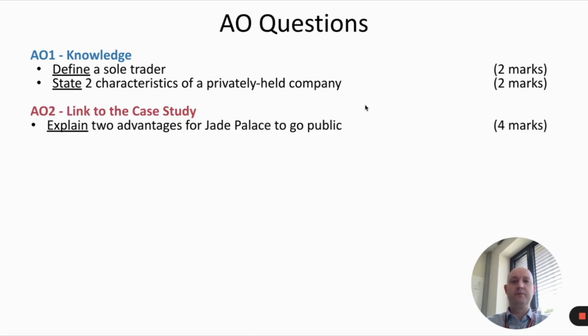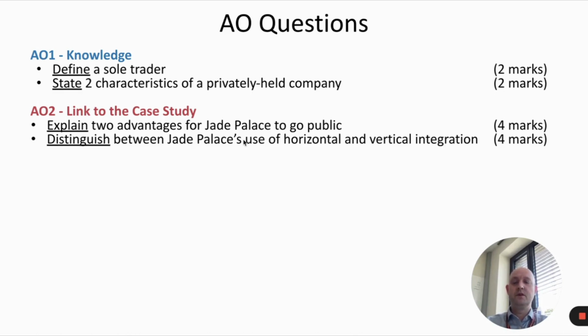AO2 takes it up a level. So explain 2 advantages for J Palace to go public. So to go public, as I'm sure you've learned, is to go from a privately held to a publicly held company. And this question is asking for 2 advantages. Now here, you need to know the advantages. So you need to know the textbook, you need to know the syllabus, which is an AO1, but you're going to need to apply it to this company called J Palace.